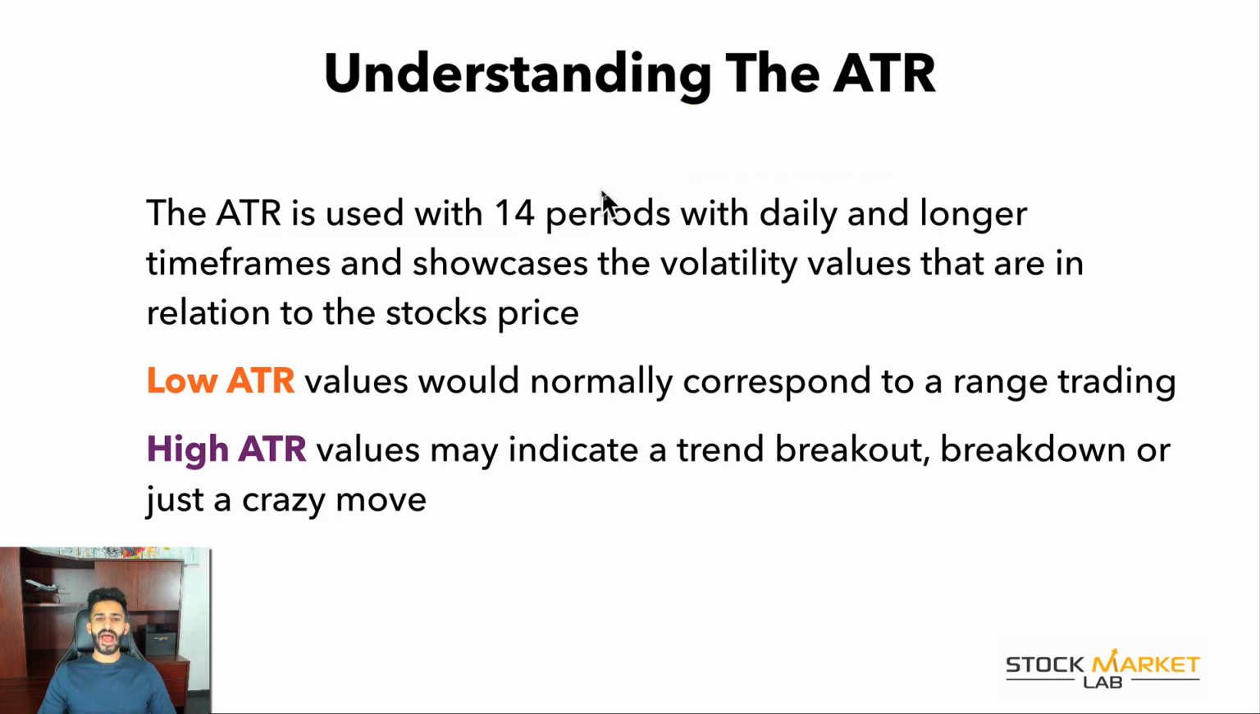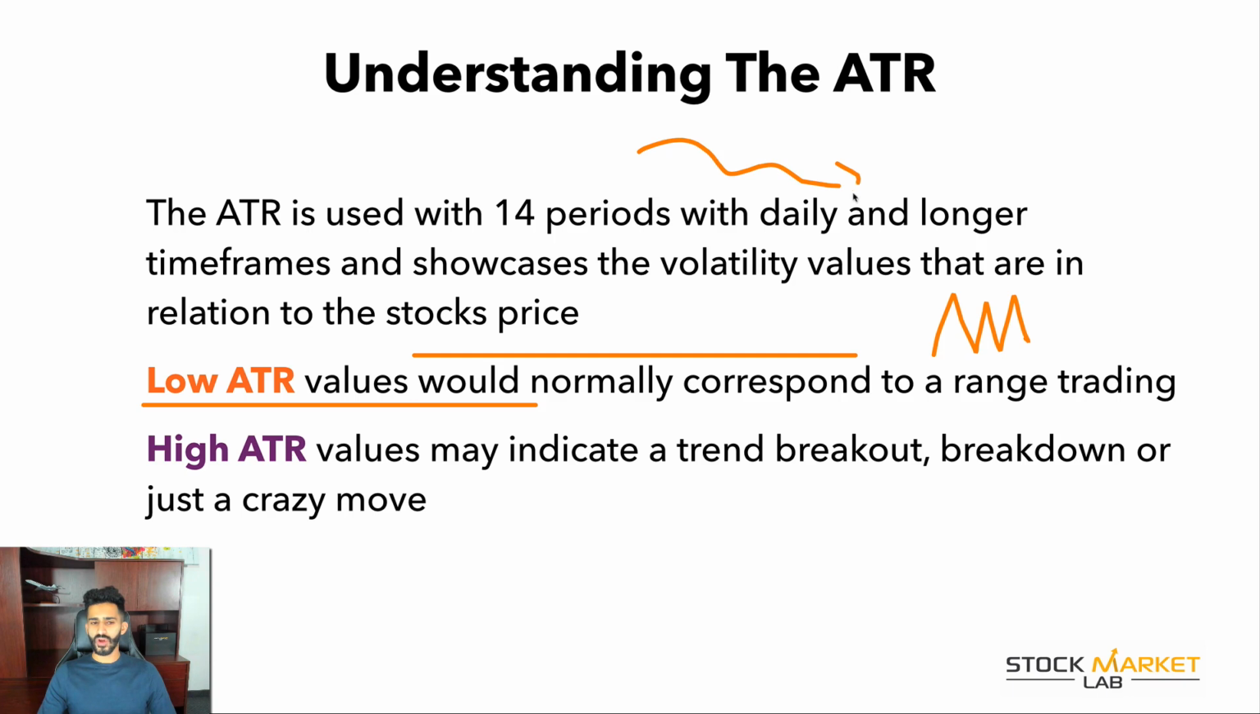Now, it calculates the average by identifying how high or low the stock moves on a daily basis in the past 14 days, if we are obviously on a daily time frame. Now, low ATR values would normally correspond to range trading. So if the ATR is going down or it's low, that means the stock is consolidating. There's no real movement. There's not much going on. High ATR values may indicate a trend breakout or breakdown, or it's just a crazy move.